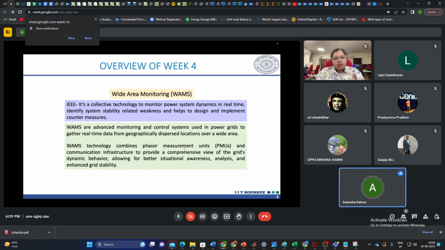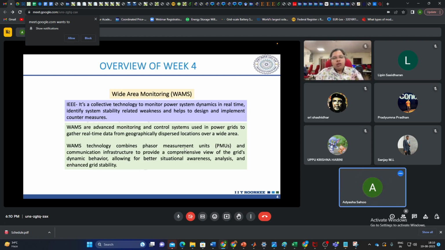So this week, I think the course started with wide area monitoring systems. Firstly, we'll go to the definition that is given by the standard IEEE. According to it, it is a collective technology that helps to monitor our power system in real time. So we monitor the states of the power system in real time, and we identify the system stability related issues that are going on in real time using this data, and then we take the control actions so as to improve the stability of the system.